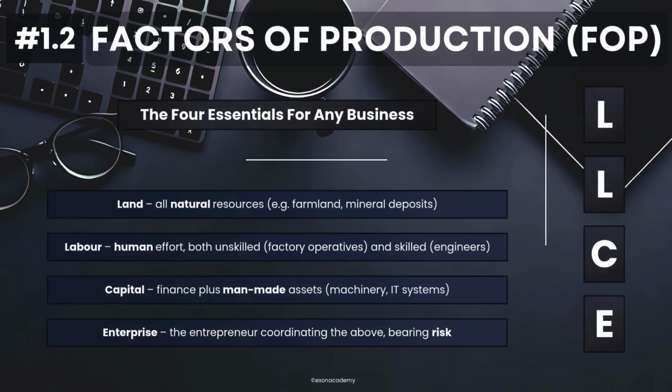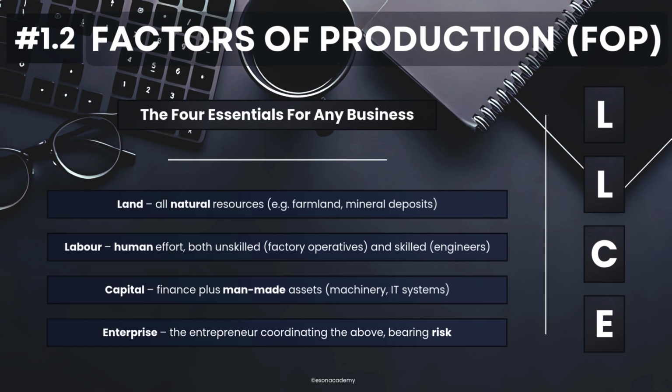This slide lists the four factors of production essential to every single enterprise. The first is land, which includes all natural resources, from fertile farmland to underground mineral deposits. Second, labor refers to every form of human effort. Unskilled roles like factory operatives and skilled professions like engineers or surgeons. The third is capital, meaning both the money needed to purchase resources and the man made assets like machines, vehicles, and IT systems that aid production.